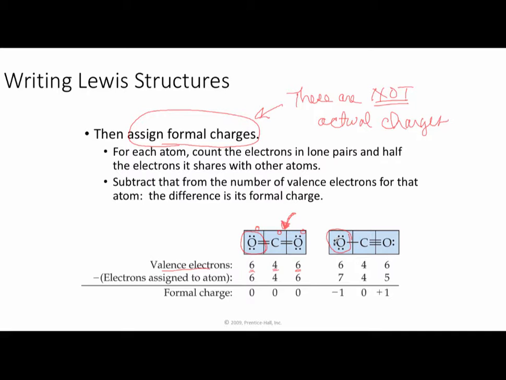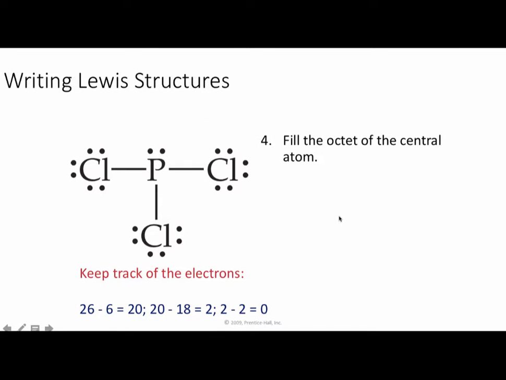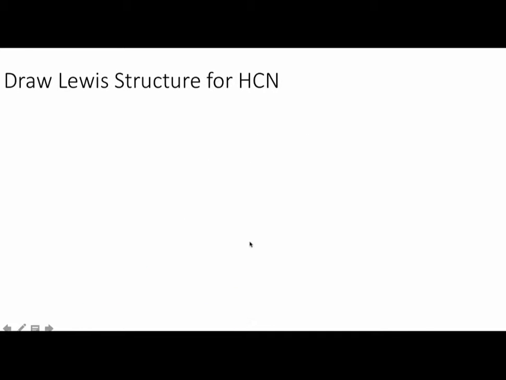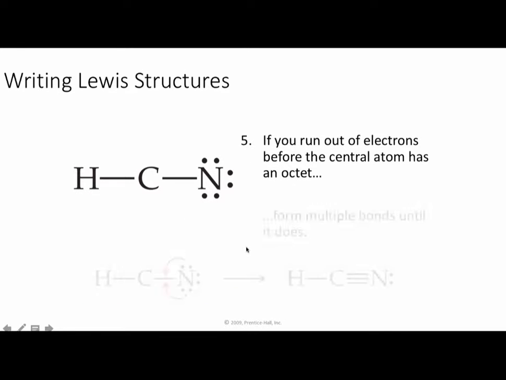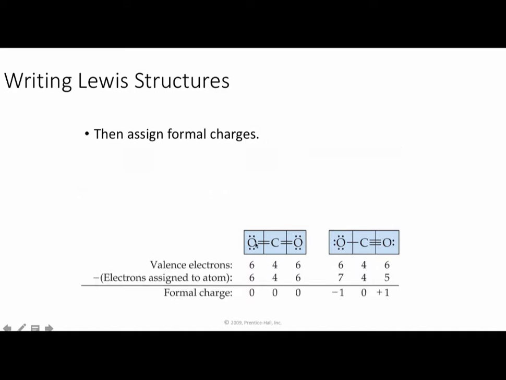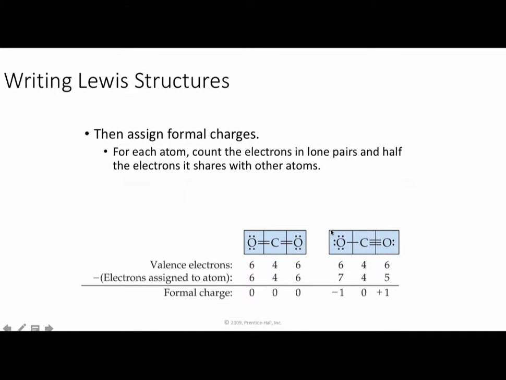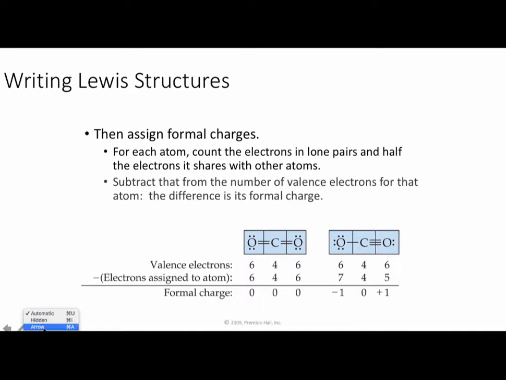Looking over here, here is my oxygen. I have 1, 2, 3, 4, 5, 6, 7. So I have 6 as the valence electrons. Minus 7 assigned, I get a minus 1. Okay, so over here, I get a minus 1. Carbon is still at 0, and oxygen is at plus 1.